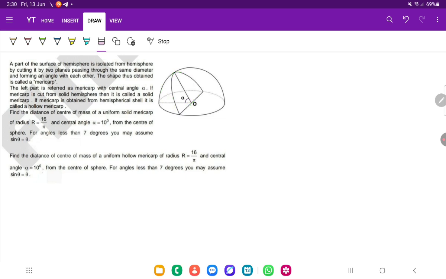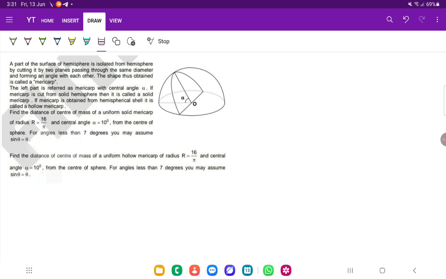Find the distance of the center of mass of a uniform solid mericap of radius R equals 16 by pi and central angle alpha equals 10 degrees from the center of the sphere. We are given an approximation that for angles less than 7 degrees we may assume sine theta equals theta. So basically we are given R, alpha and everything. We'll put those values later on.